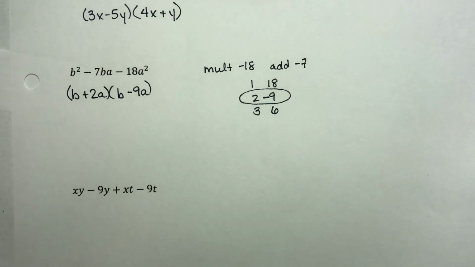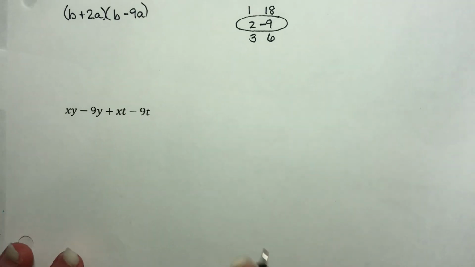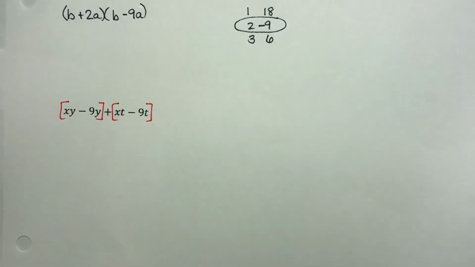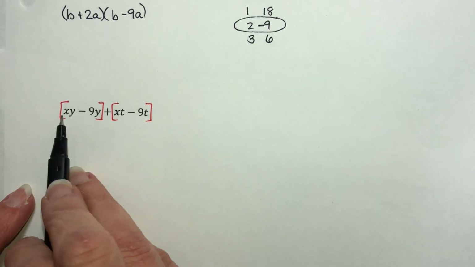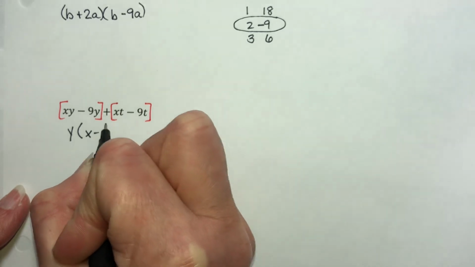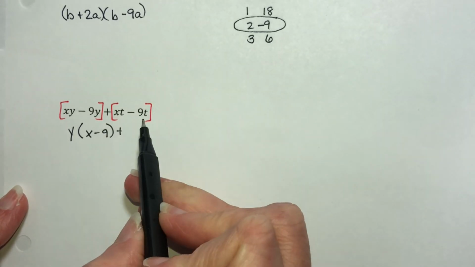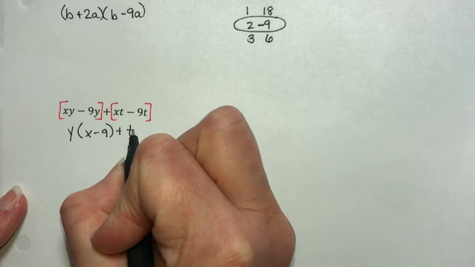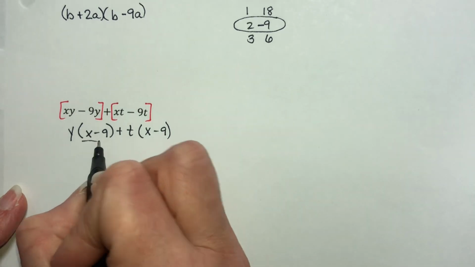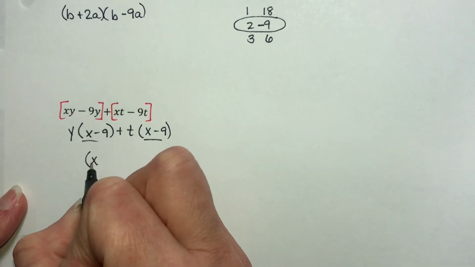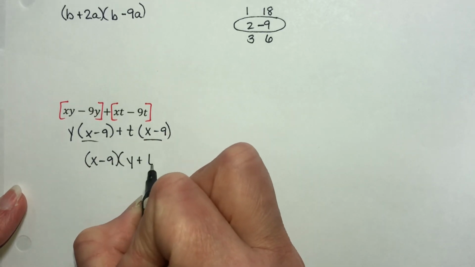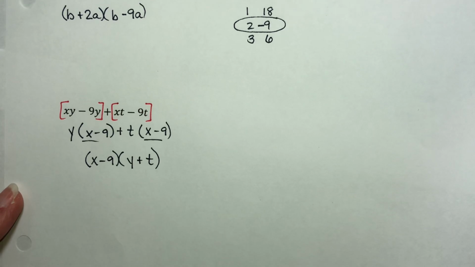Okay, so to factor by grouping, we need a plus sign in the middle, which we have. So group the first two and the second two together. From our first group, we have a y in both of these, so factor out that y, and that leaves x minus 9, plus, here I have a t in both of these, so I can factor out a t, also leaving x minus 9. So since I have the same thing here and here, I have x minus 9 times y plus t. And that should be your final answer.